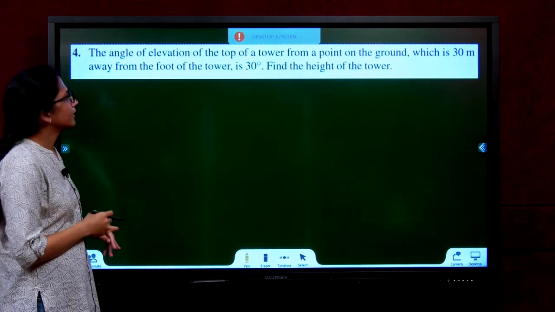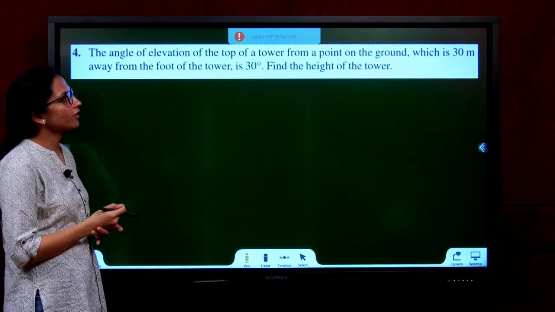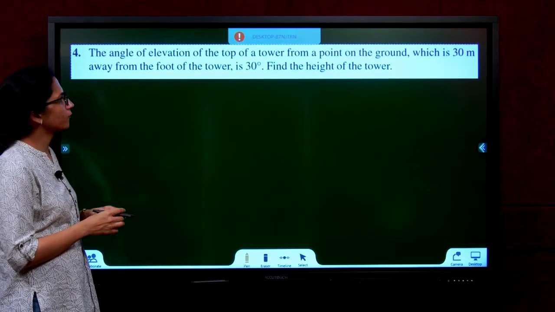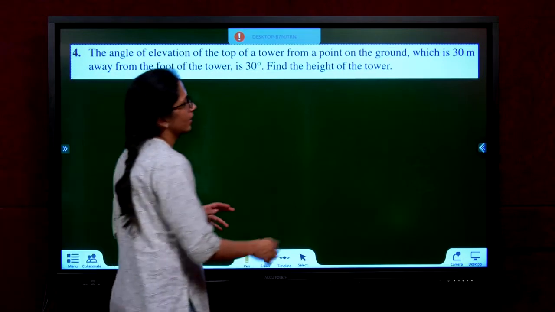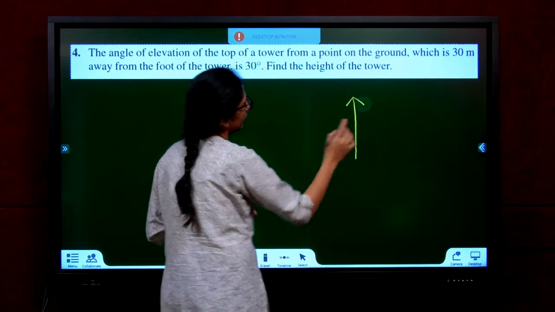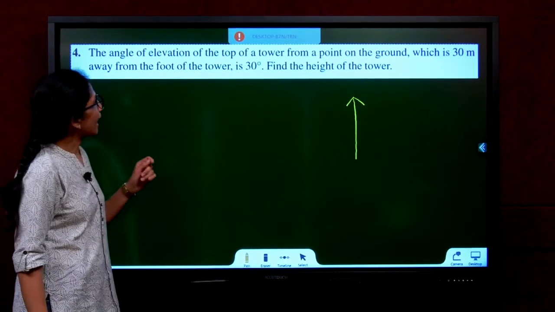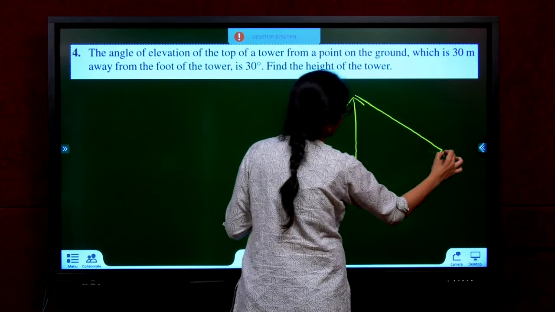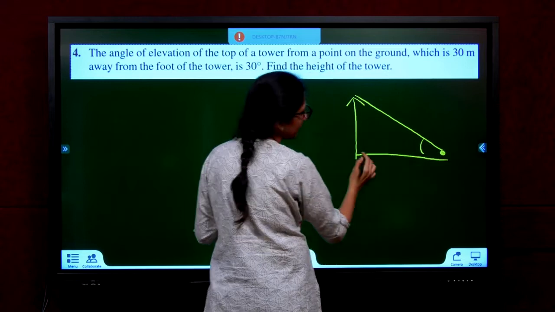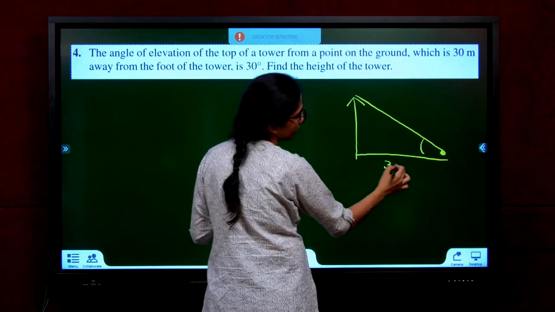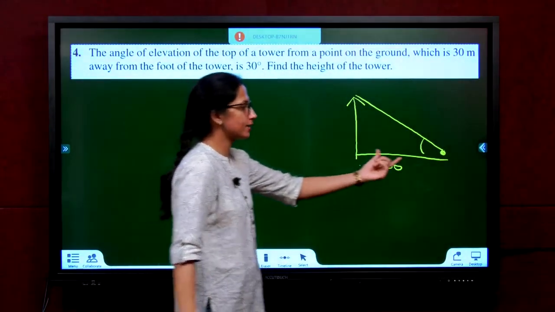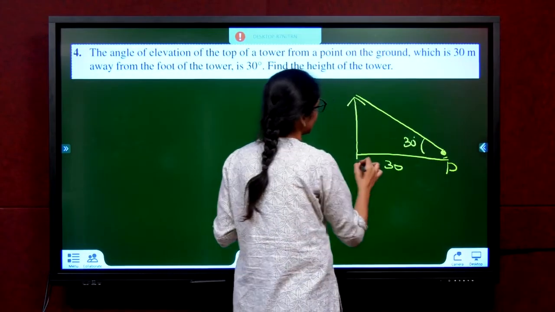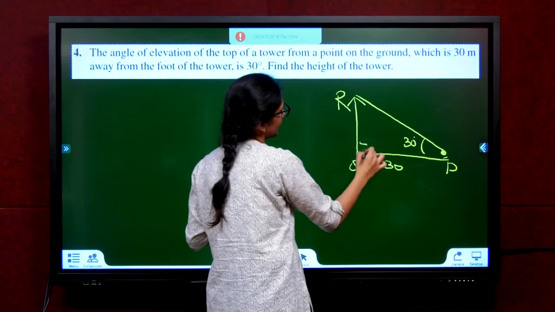Question 4. The angle of elevation of the top of a tower from a point on the ground which is 30 meters away from the foot of the tower is 30 degree. So we have a tower here. Let me repeat. The point is 30 meters away from the foot of the tower. The angle of elevation is 30 degree. Find the height of the tower.